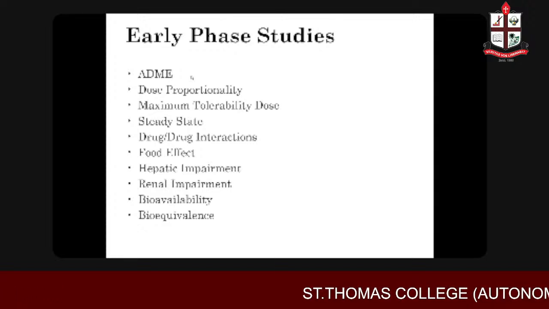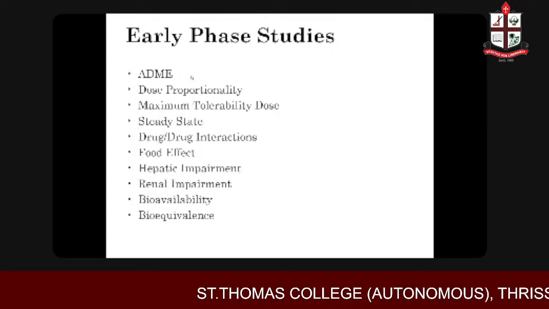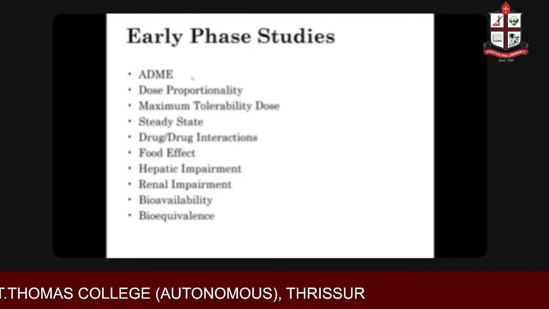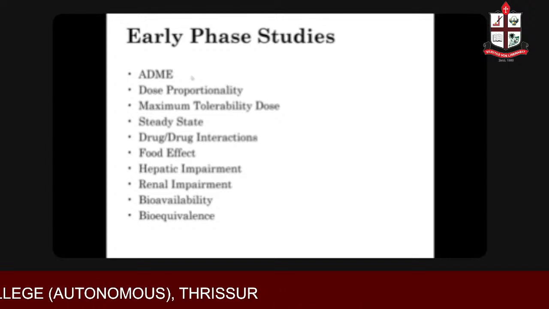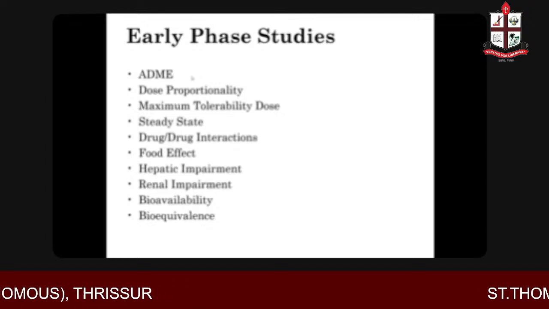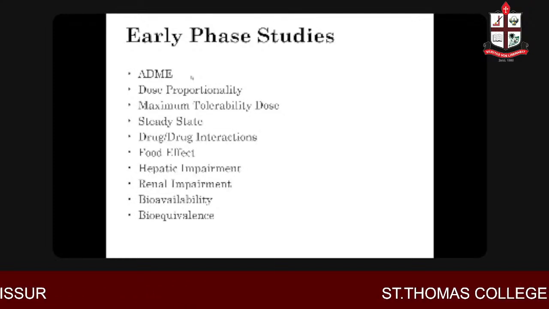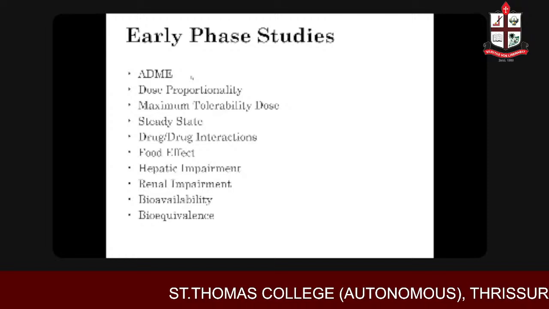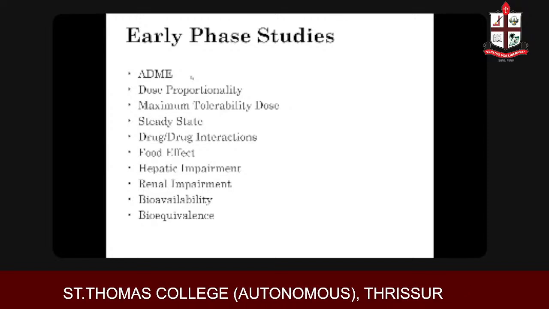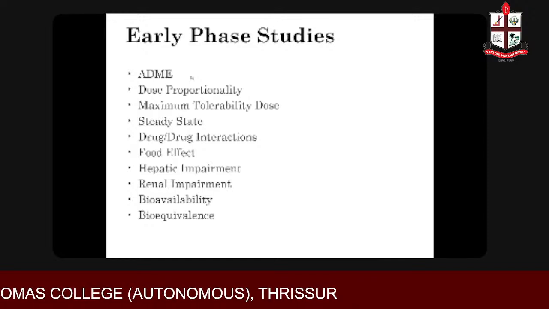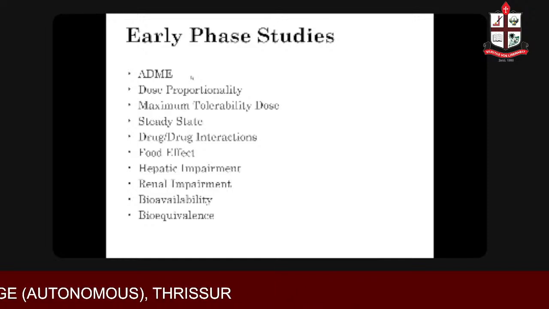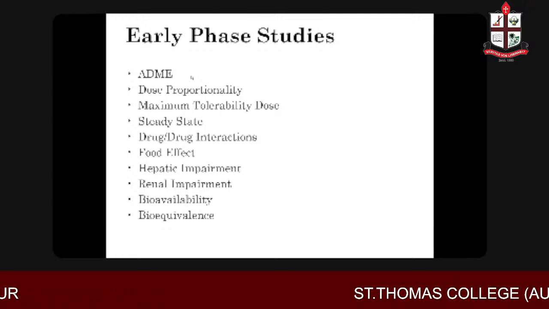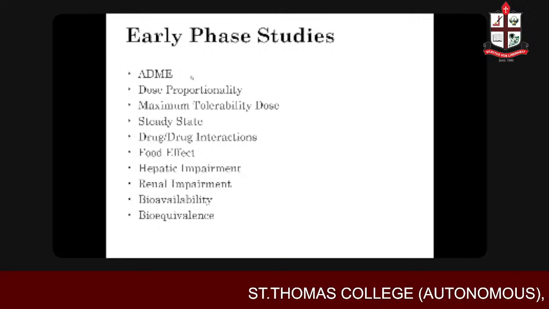And obviously, maximum tolerability dose, how it is done. For example, as I told before, for each cohort we will keep increasing the dose. Whenever a grade 3 toxicity is noted, we will stop that drug, so the previous dose will be taken as the maximum tolerability dose. For example, up to 50 mg we have reached, and when it is increased to 100 mg, if there is a toxicity above grade 3 experienced by the patients, then we will stop at that cohort, and we will consider 50 mg as the maximum tolerability dose in humans.